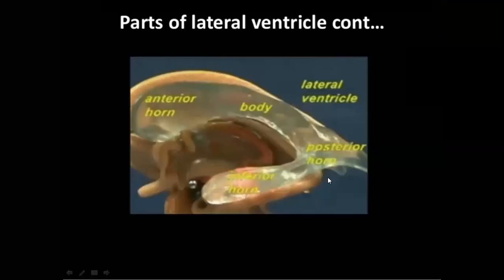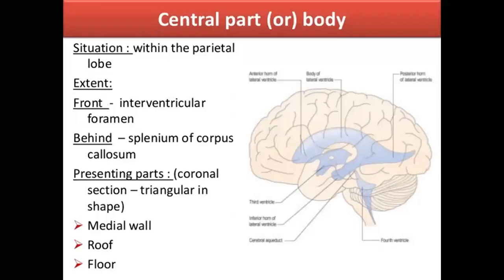Now, first we are going to see the body, the central part. This is the central part. When you see the central part of the lateral ventricle, it extends from the interventricular foramen to the splenium of the corpus callosum. This central part, if you cut a coronal section, is somewhat triangular. So it has a medial wall, a roof and a floor.